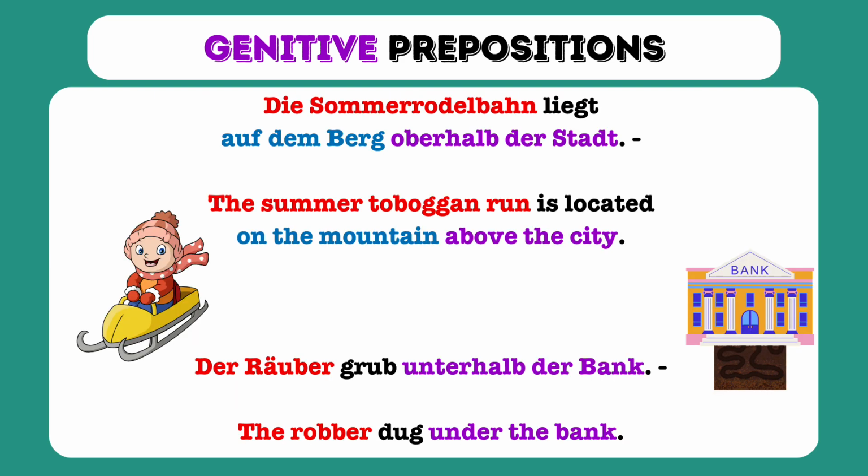Die Sommerrodelbahn liegt auf dem Berg oberhalb der Stadt. The summer toboggan run is located on the mountain above the city. Der Räuber grub unterhalb der Bank. The robber dug under the bank.